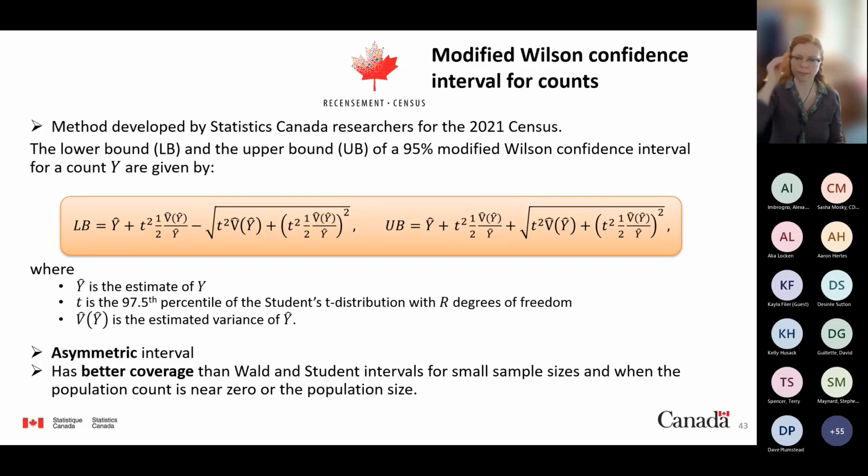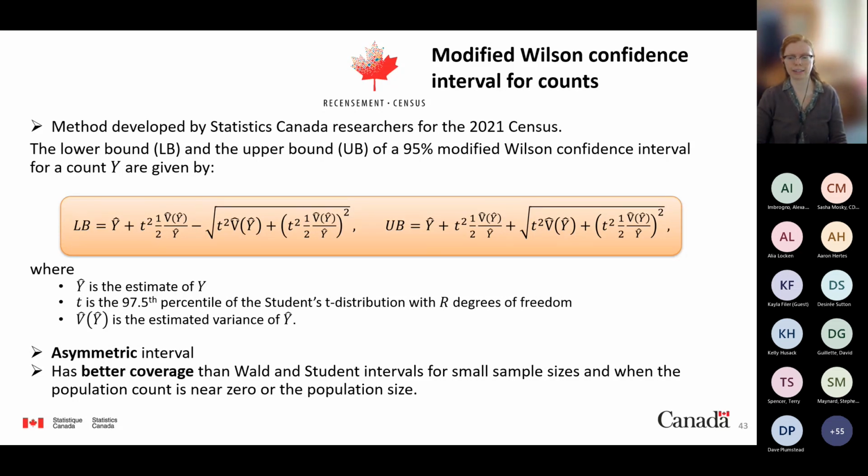And the last method that's used to construct confidence intervals for the census is the modified Wilson confidence interval for counts. This is a method that was developed by Statistics Canada researchers specifically for the 2021 census. And the development is similar to the modified Wilson confidence interval for proportions. It applies when the population parameter of interest is a count. And again, I won't go through the formulas, but they're here for your reference.